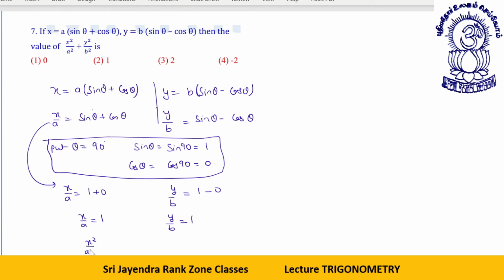So x square by a square plus y square by b square is equal to 1. Am I clear? 1 plus 1 is equal to 2. That is option number 3, which is the answer.